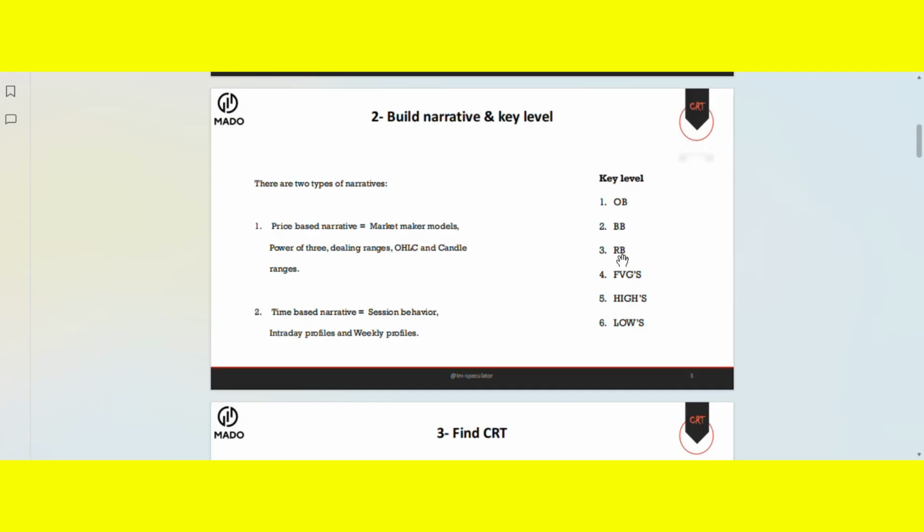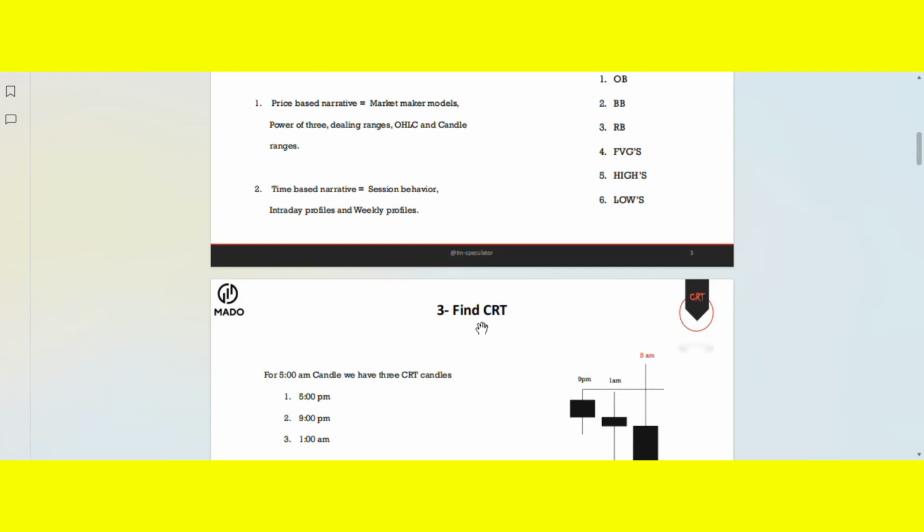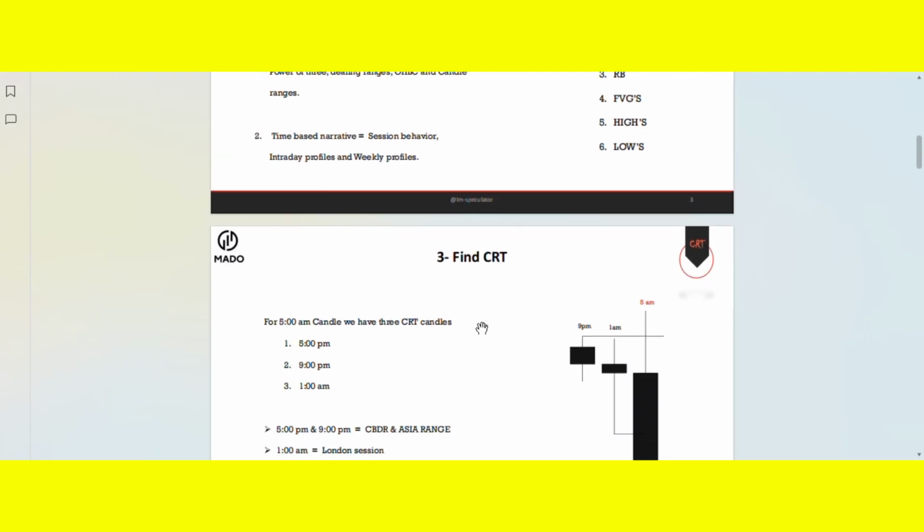Now, the key levels you are concerned about are the order block, the breaker block, rejection block, fair value gaps, highs and lows. So those are the key levels, and these are the narratives. Without the narrative, you don't know what you're doing. So first of all, you identify and build the narrative, followed by the key level.